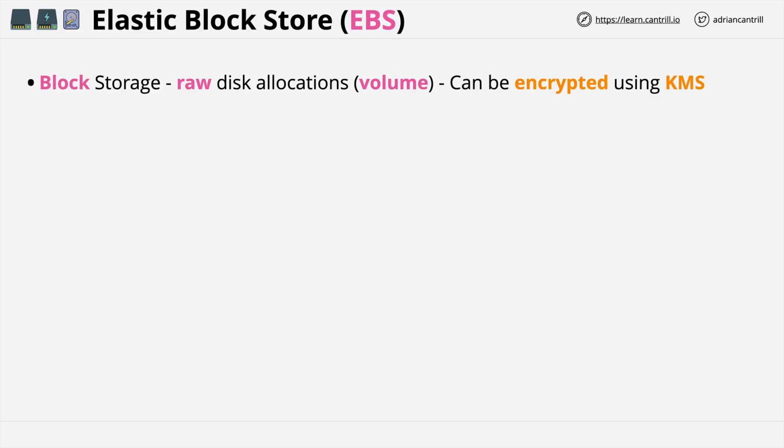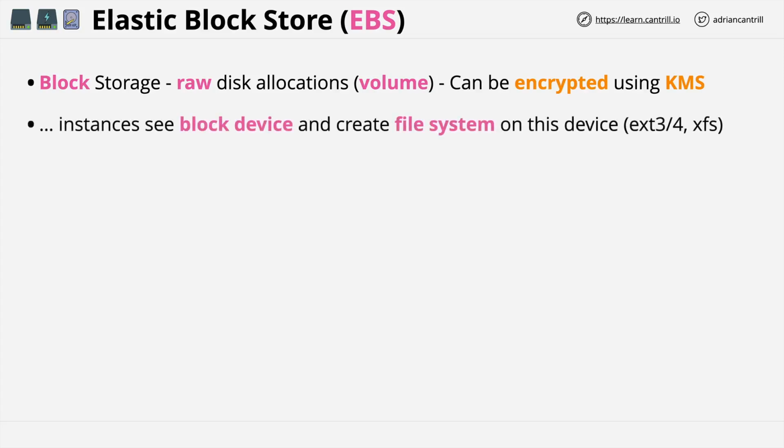Now volumes can be unencrypted, or you can choose to encrypt the volume using KMS, and I'll be covering that in a separate lesson. Now EC2 instances, when you attach a volume to them, they see a block device, so raw storage, and they can use this to create a file system on top of it, such as ext3, ext4, or XFS, and many more in the case of Linux, or alternatively NTFS in the case of Windows. The important thing to grasp is that EBS volumes appear just like any other storage device to an EC2 instance.